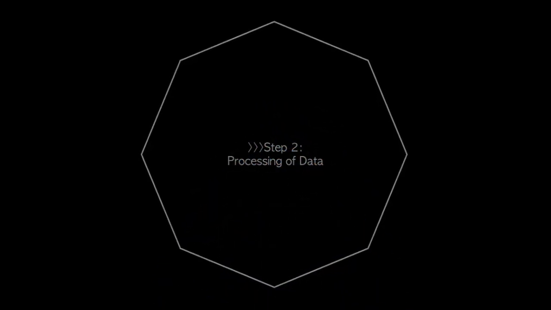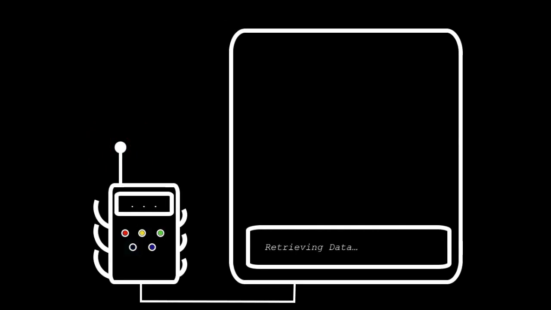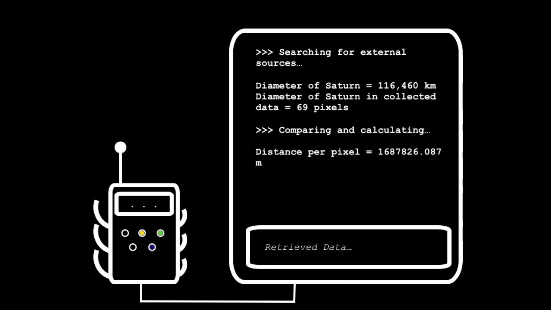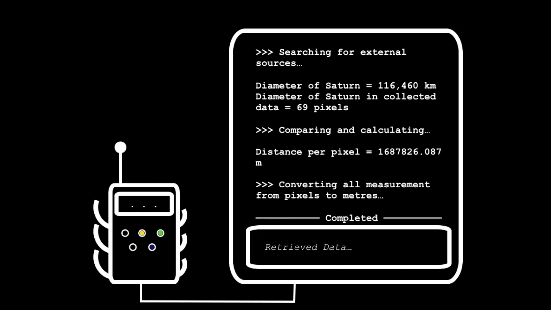Step 2. Processing the data. First, we measured the diameter of Saturn in pixels. Then we calculated how much distance each pixel represents by taking the actual diameter of Saturn divided by the number of pixels. Then we converted all readings in pixels into meters. Next, we put all data points into a graph to find the orbital period of each moon.